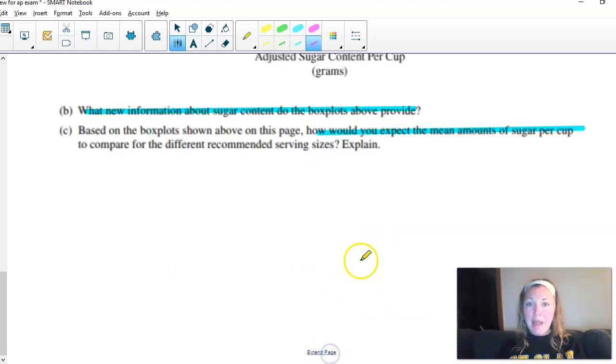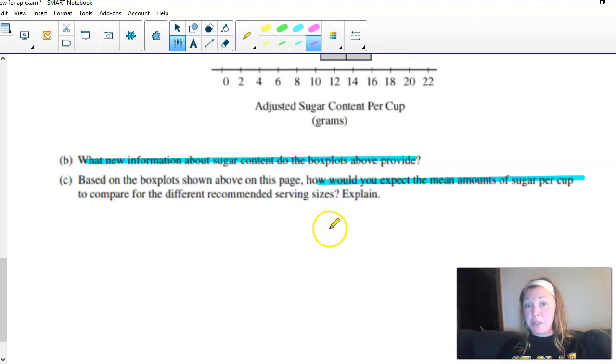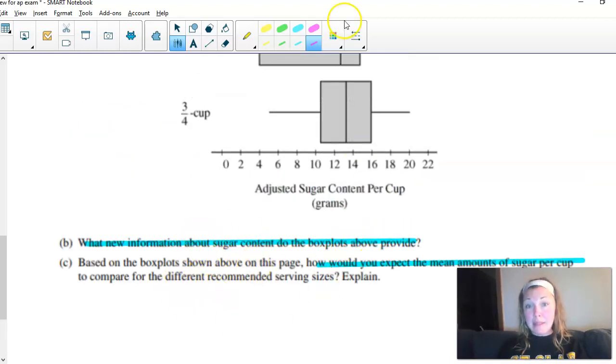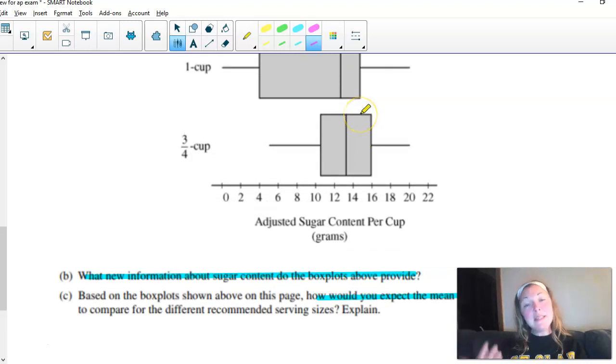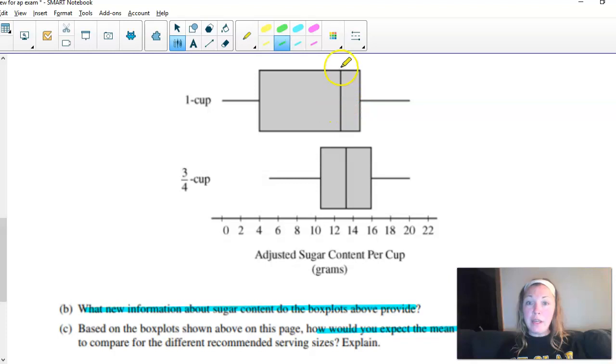Part C, how would you expect the mean amounts of sugar per cup to compare for the different recommended serving sizes? Based on these box plots right here, this is getting at, do you understand when something is skewed versus symmetric and how the mean and the median compare? If I look here, the medians are very close to each other, just a little bit apart. But the difference is the 1 cup is skewed left.